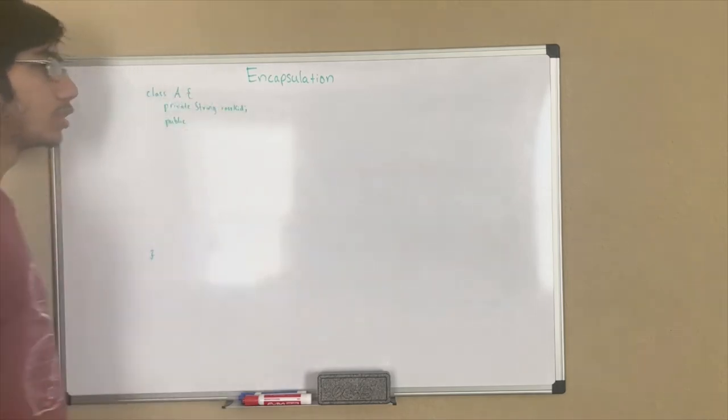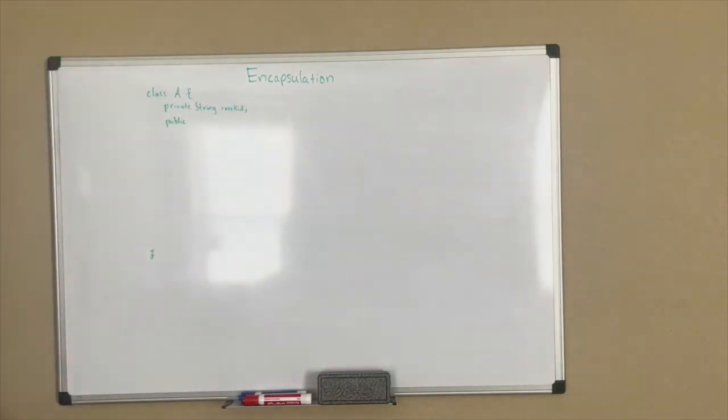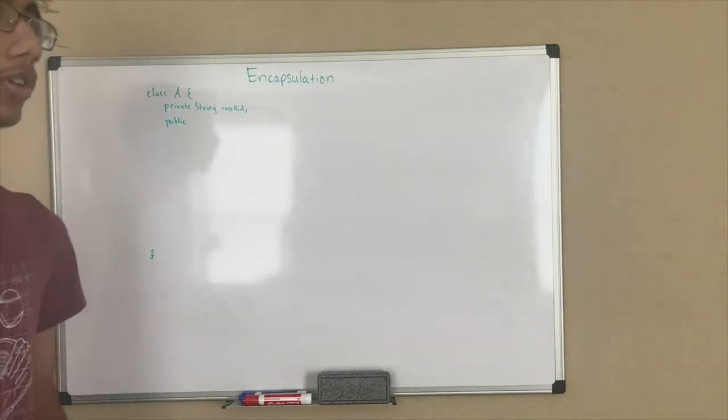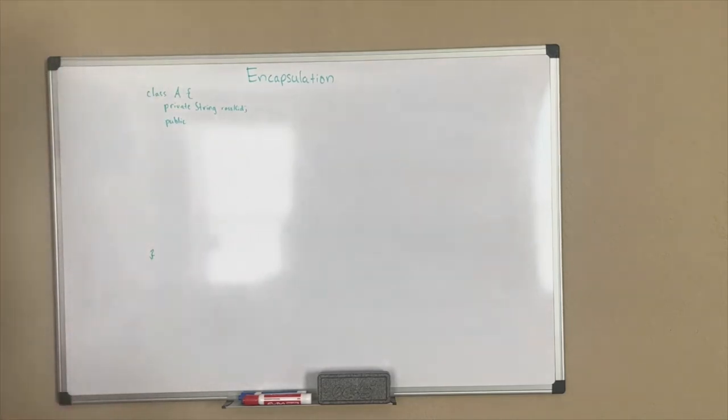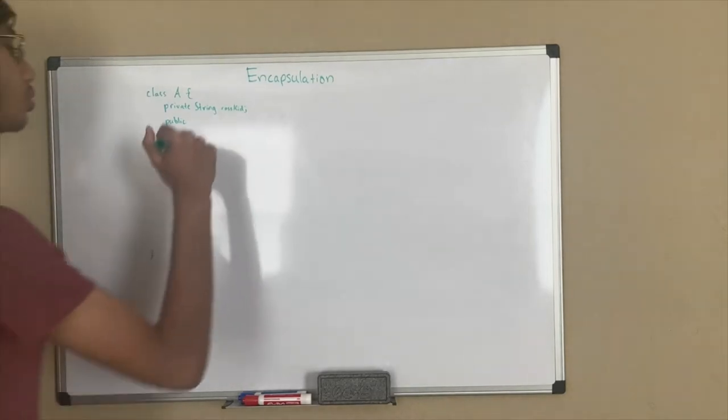By the way, getters and setters are declared public. Just an FYI, they're always declared public. So don't make them anything else, private, protected, et cetera. I didn't really think it was necessary to include in the definition, but they're always declared public.